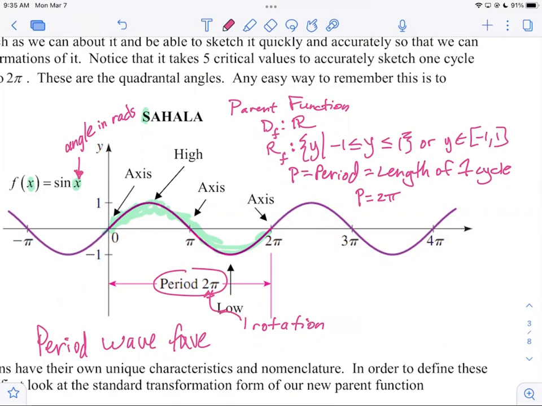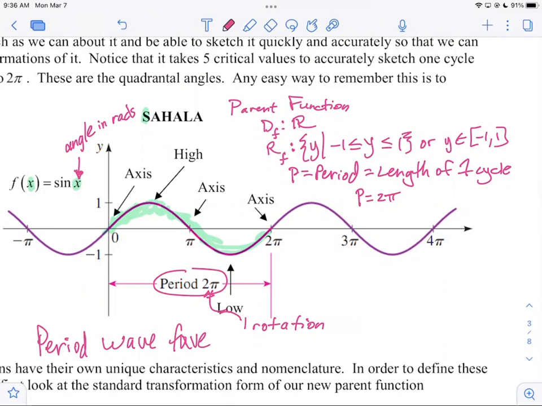If it's the length of one cycle, does that mean it's the diameter or the radius of the circle? No, you can't really do that. The diameter of the circle is 2. The radius is 1, right?